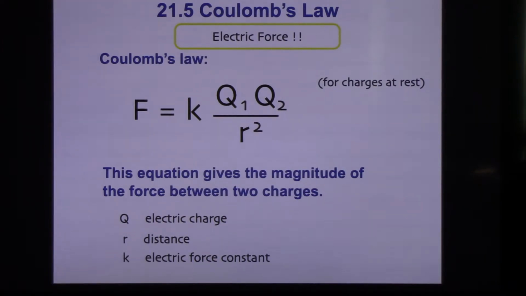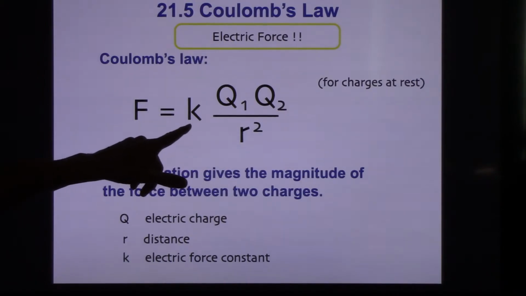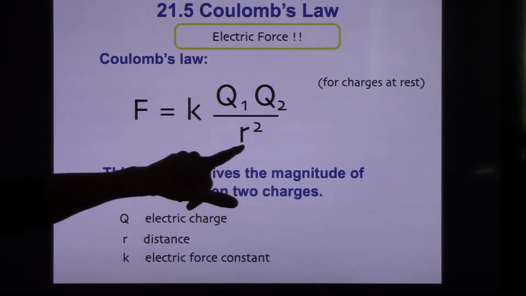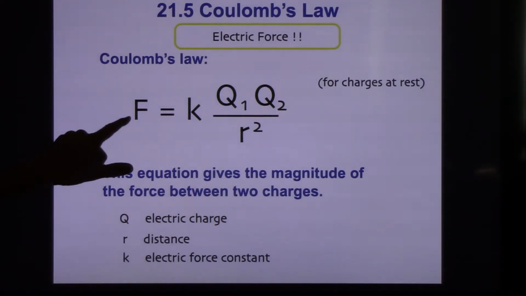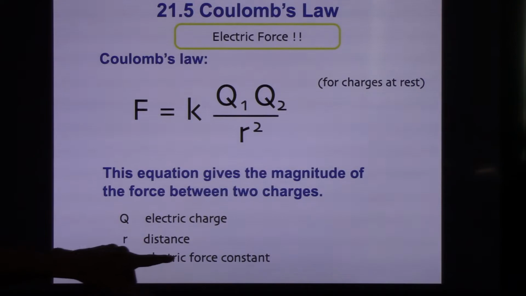Now here is the electric force formula, and I'm hoping each and every one of you is saying to yourself, oh my gosh, that was just like the gravitational force, right? That's the first thing that went through your head when you looked at this. Because the gravitational force was gravitational force constant times m1 times m2 divided by distance squared. Now, the electric force, it turns out, also is equal to some kind of a force constant. Now, K, I'm going to say, is our electric force constant.